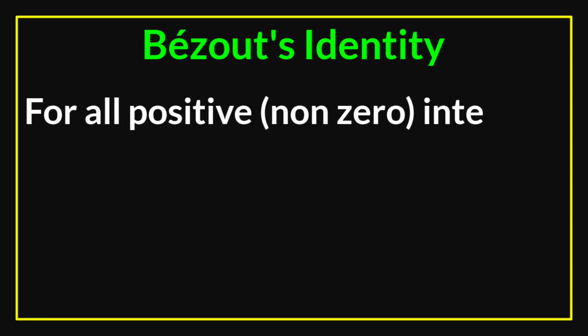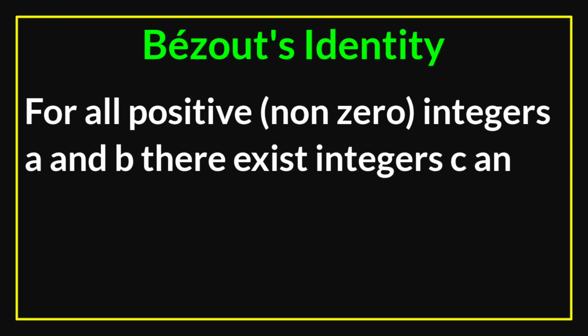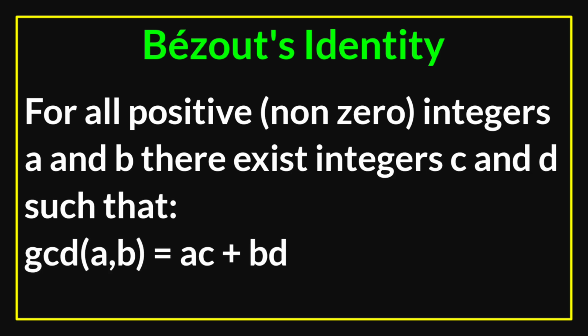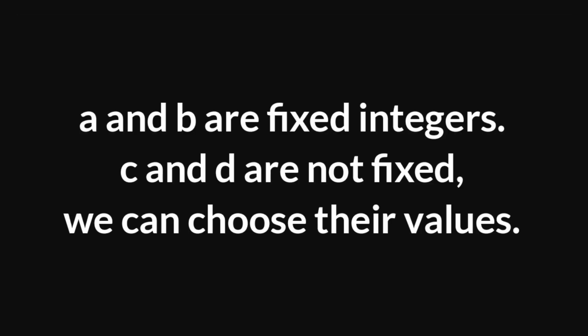Bezout identity. Here is a theorem you may have been taught at undergraduate level in number theory. If a and b are positive integers, then there exist integers c and d such that the greatest common divisor of a and b is a times c plus b times d. A and b are fixed integers like before, while c and d are integers we can choose since we want to prove their existence. But there is a problem for me with this.